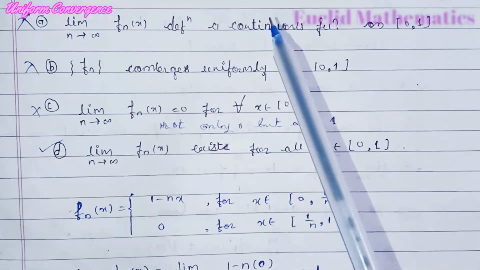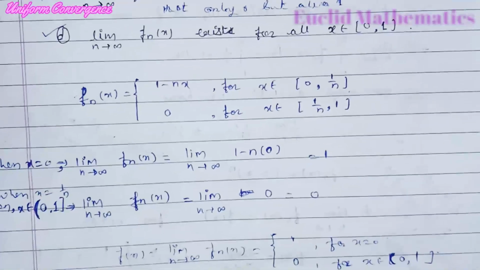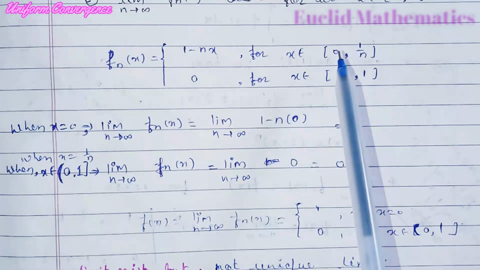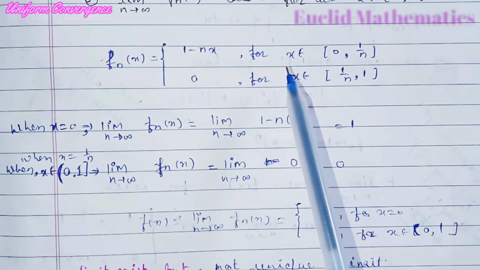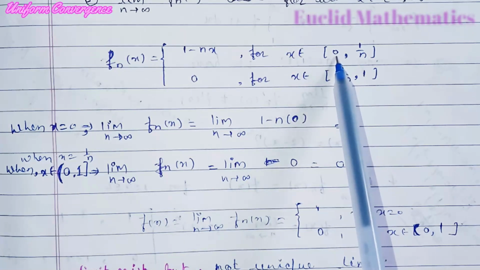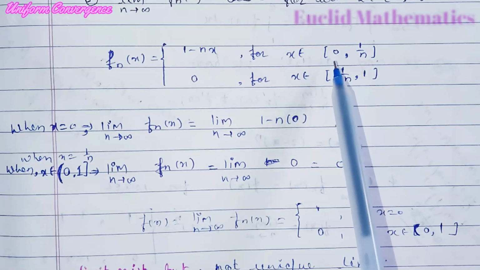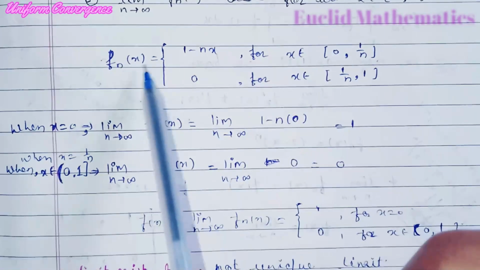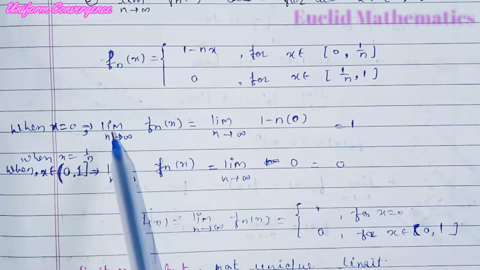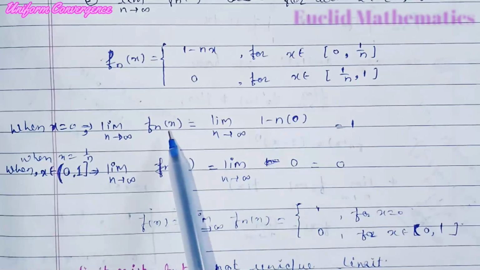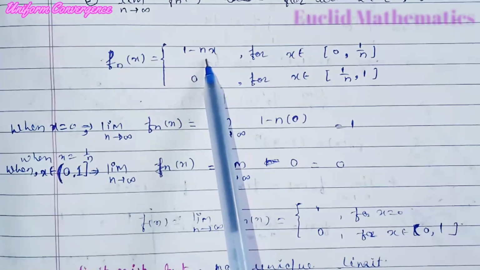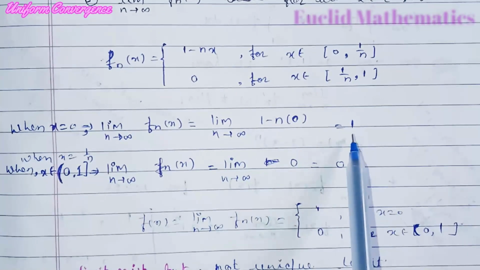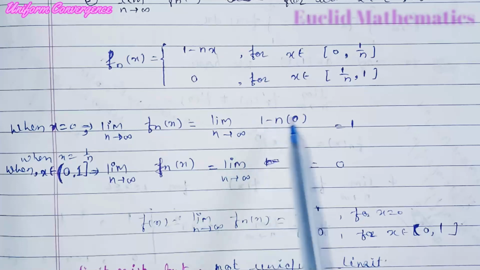First of all, we will work on continuity, whether our function is continuous or not. In my solution, you can see f_n(x) is given for these two intervals. Now let's check whether the function is continuous or not. We apply the limit as n tends to infinity at x equal to 0 and at x equal to 1/n. When x is 0, f_n(x) is 1 minus nx, so the limit as n tends to infinity of 1 minus n into 0 is 1. Because n into 0 is 0, so 1 remains 1.